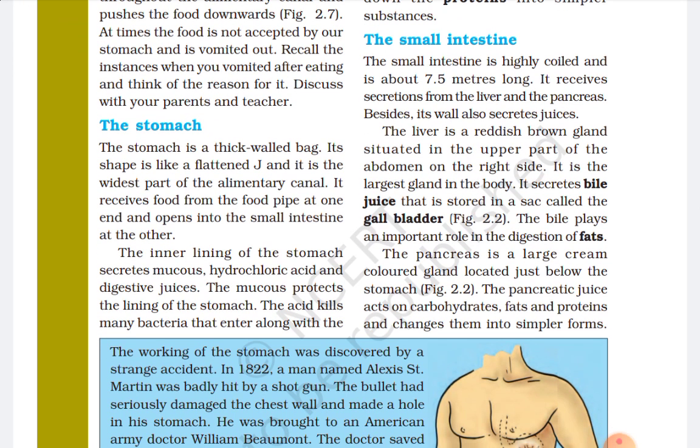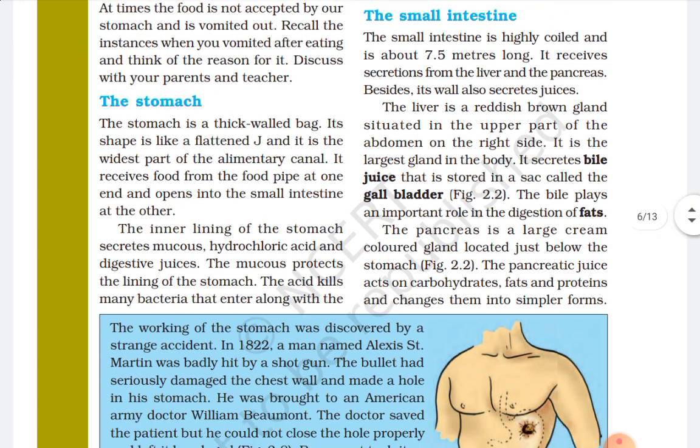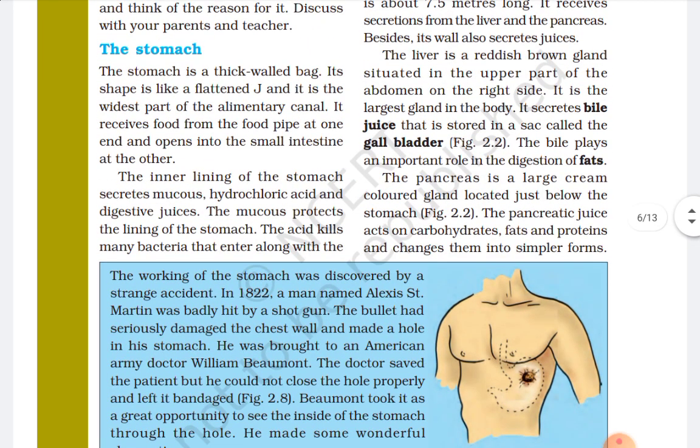So then we move to the stomach. The stomach is a thick-walled bag. Its shape is like a flattened J. Some books say it's a J, some books say it's a U. You can connect it to U and J because there's a structure like a U and a J, and it is the widest part of the alimentary canal. It receives food from the food pipe at one end and opens into the small intestine at the other.